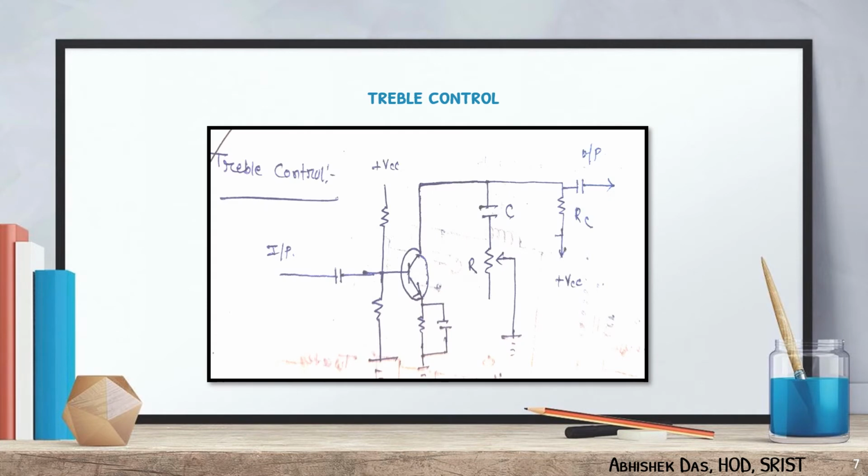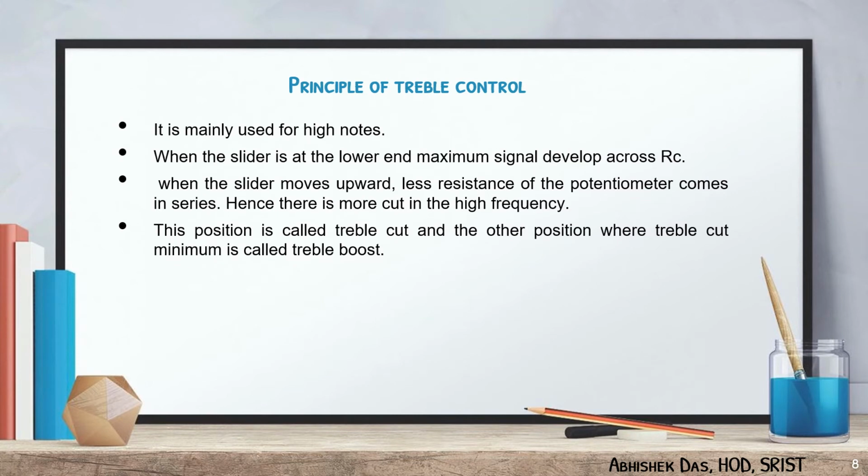Now we are going to discuss treble control. This is the structural diagram of treble control. The potentiometer R in series with the capacitor C forms the treble control. When the slider is at the lower end, maximum signal develops across the RC. As the slider is moved upward, less and less resistance of the potentiometer comes in series, and hence there is more cut in the high frequency signal. This position is called treble cut. The other position, where the treble cut is minimum, is called treble boost.